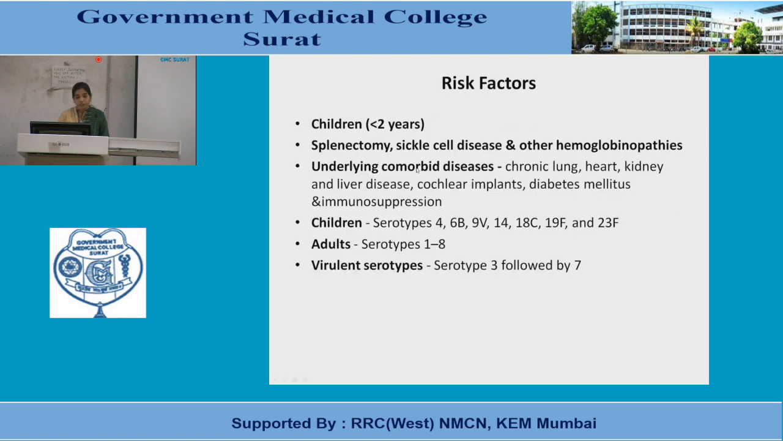Risk factors are children less than 2 years, splenectomy, sickle cell disease and other hemoglobinopathies, and underlying comorbid disease such as chronic lung, heart, kidney, and liver disease, cochlear implant, diabetes mellitus, and immunosuppressive therapy. In children, commonly serotypes 4, 6B, 9V, 14, 18C, 19F and 23F are seen, and in adults serotypes 1 to 8 are common, causing pneumonia. Among virulent serotypes, serotype 3 followed by 7, and 3 is the most common.